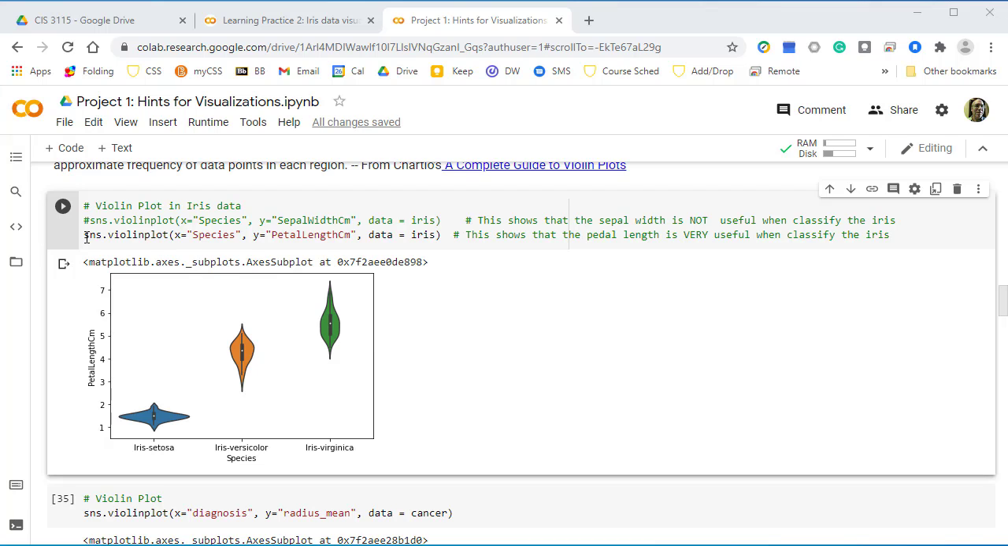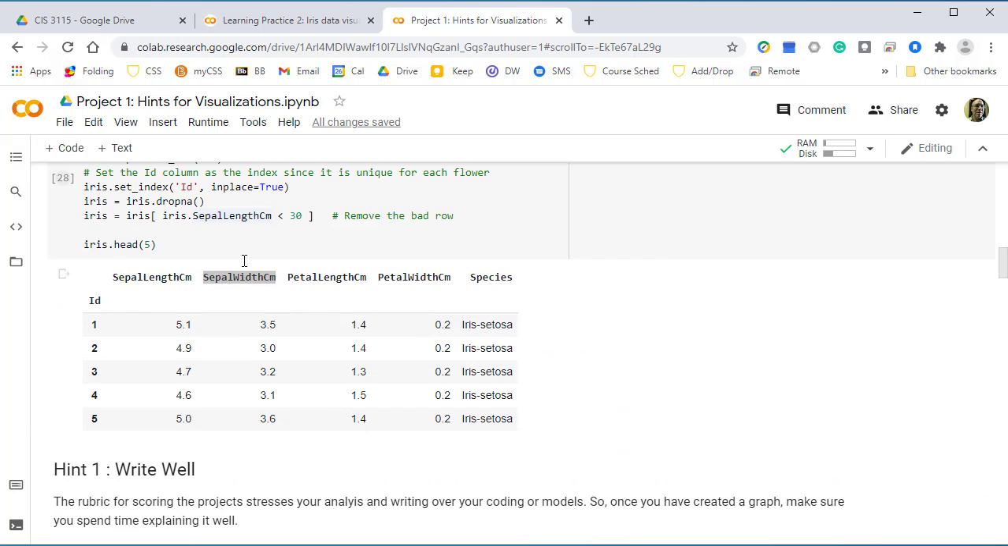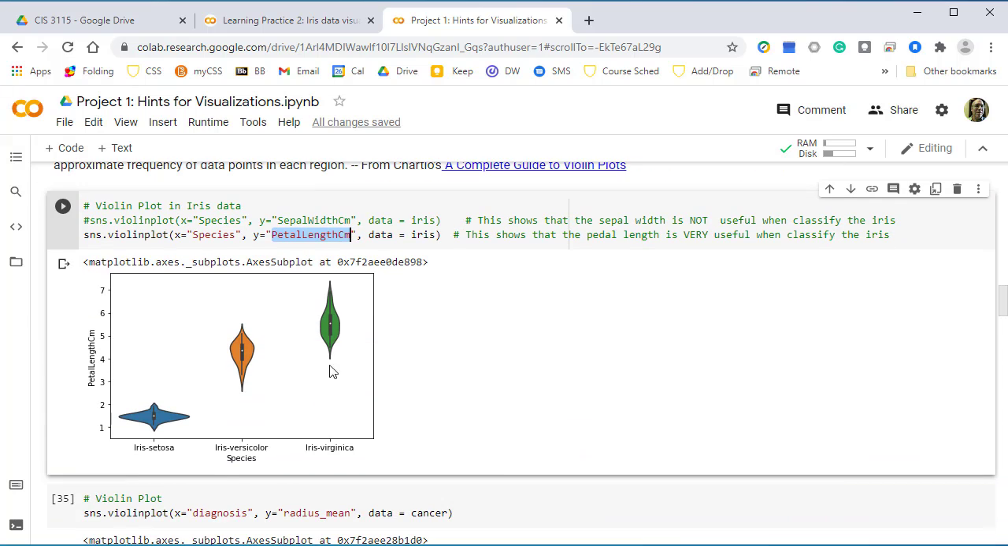How do we do this? We say sns is our library, and then violinplot, and then our x is our species, y is whatever we're doing, either like the sepal width or petal width. And again, we're looking at our data, one of the column headings here. And then the data is the iris data.